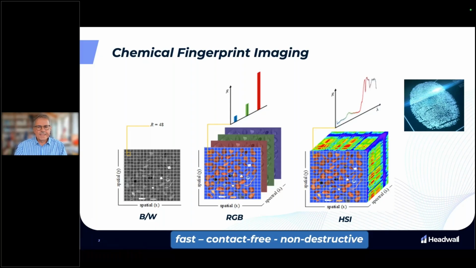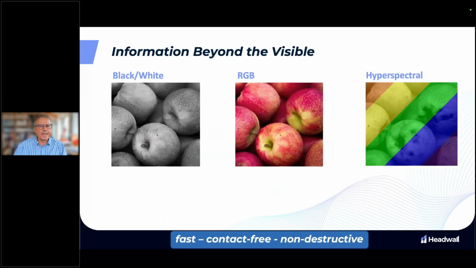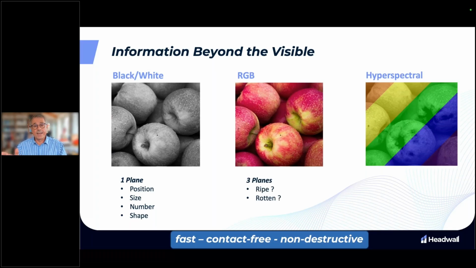Now, what can that tell you? Let's again make that comparison between black and white, RGB, and hyperspectral. A black and white image already gives you a lot of information, like the position of the substance. Let's imagine we look at a bunch of apples: its size, the number of apples you're looking at, as well as the shape. With an RGB image, you already get more information. Does that apple have red cheeks? Is it ripe, or is it already rotten, getting brownish?